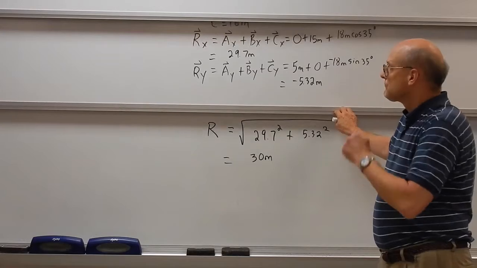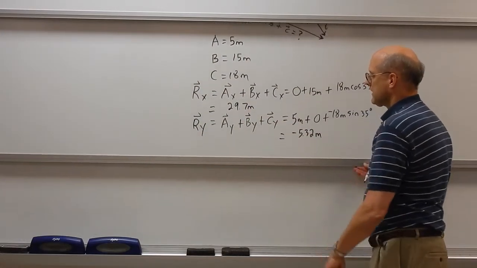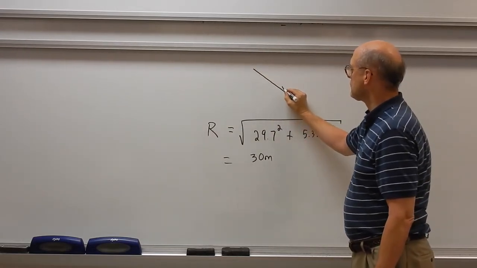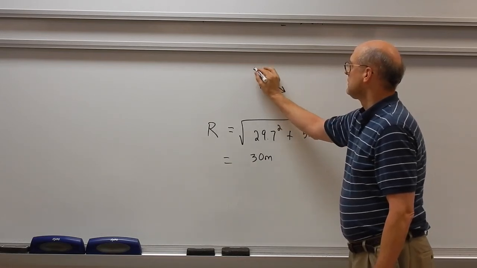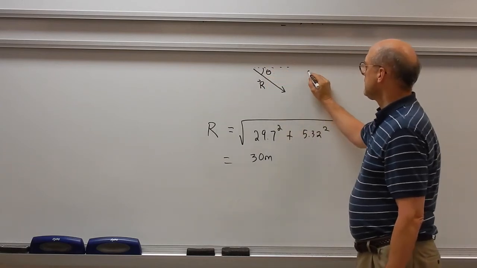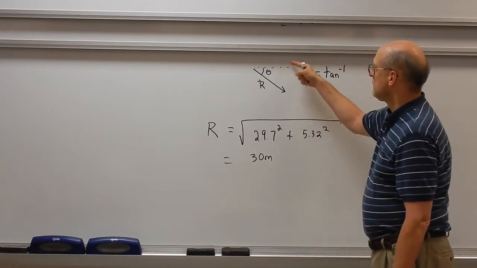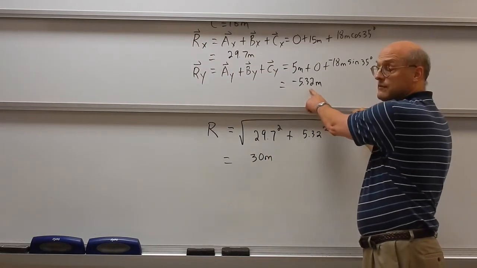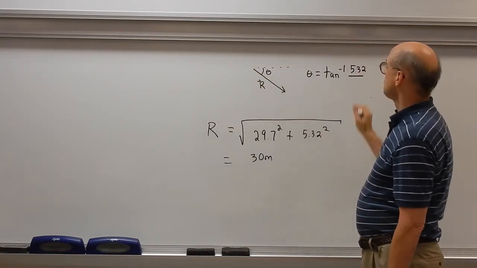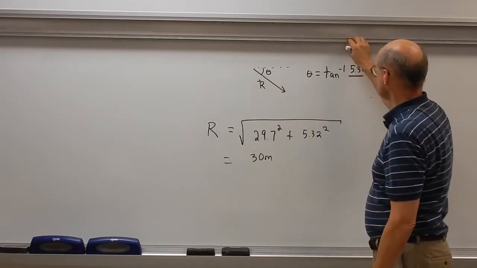Now the angle, we know Rx and we know Ry. Rx is positive, Ry is negative. So we're talking about a fourth quadrant vector. So theta then should be equal to the arctan of Ry, negative 5.32 meters, divided by Rx, 29.7 meters.